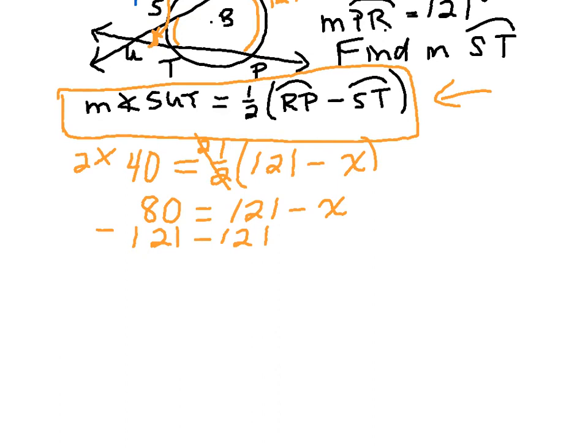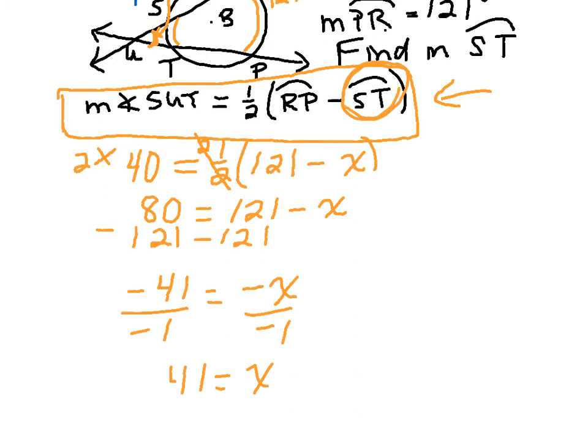So we need to rewrite. We're going to have a negative x over here. 80 minus 121, that's going to be negative 41. And so now we have to divide by -1, or switch the signs on both, whichever way you want to look at it. So x, which was arc ST, is 41 degrees.